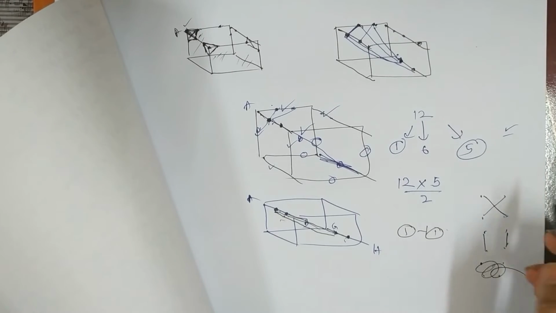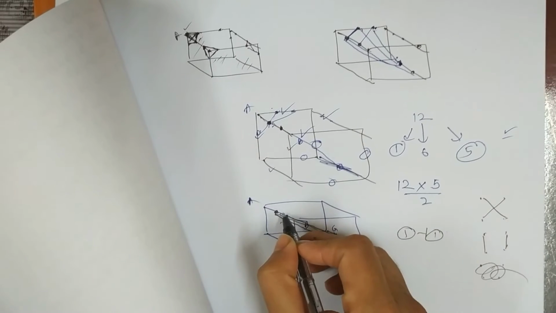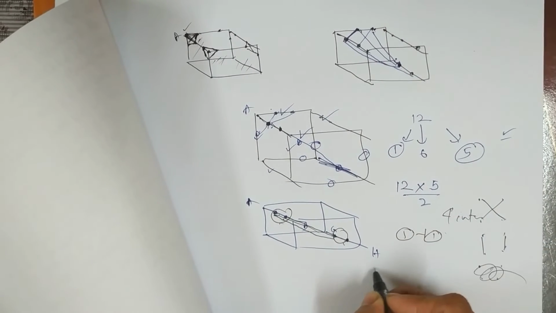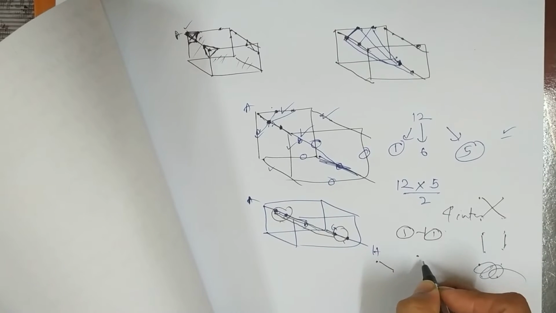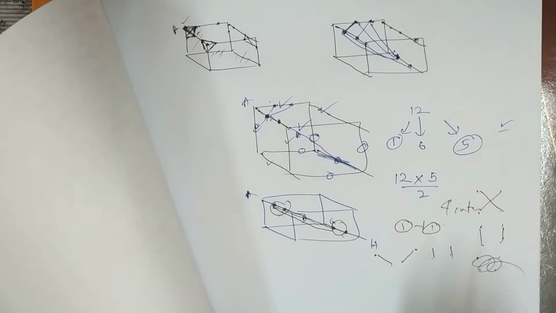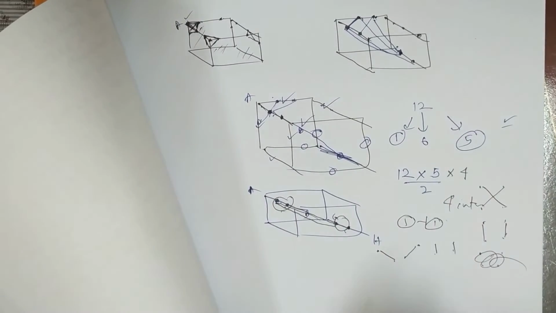Okay, so if we consider two edges, there will be exactly 4 interior lines, right? Which are basically this one, and then this one, and then this and this, the four lines. So for each pair we have 4, right?